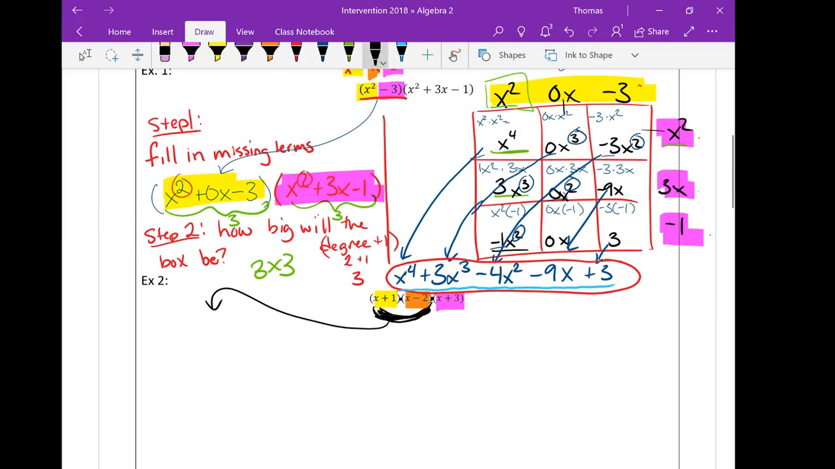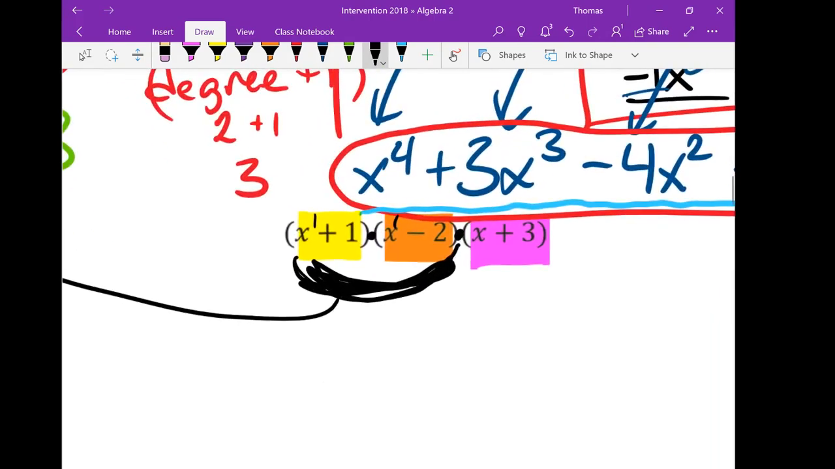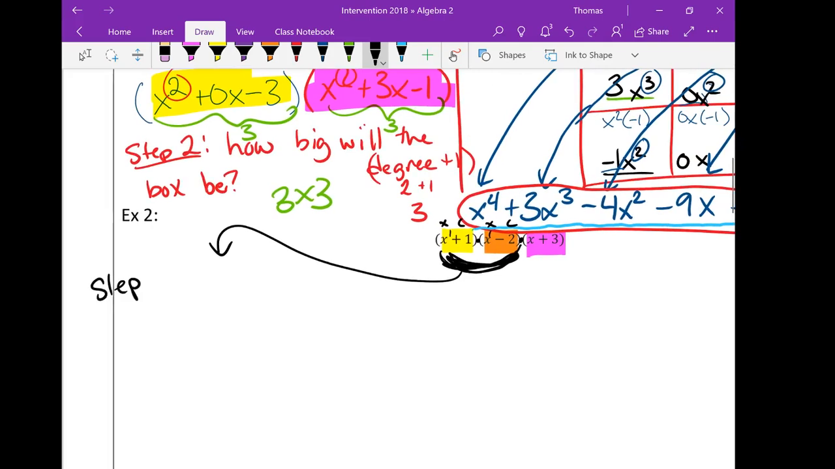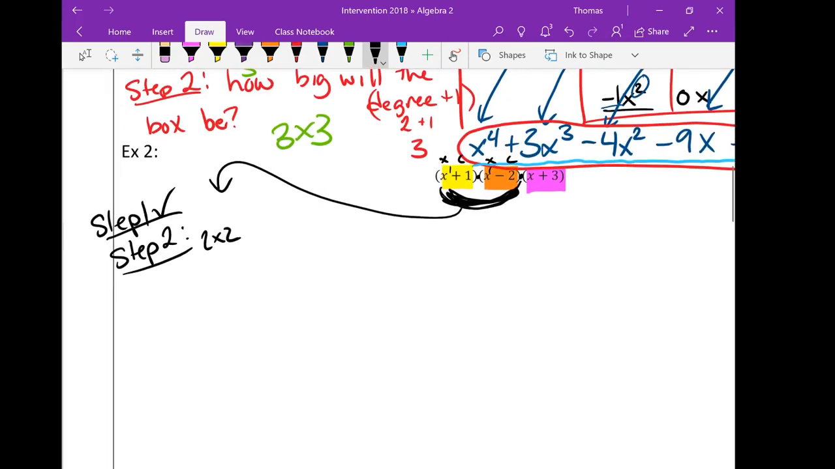We need to fill in any missing terms. Our highest power in each of these is 1. So normally we expect x and then a constant, x and then a constant. We're not missing any terms with these two, so we don't need to fill in any. So step 1, check. Step 2, we need to figure out the size. I'll just count these. It looks like we have 2 terms in the first one and 2 terms in the second one. So the size of our box is going to be a 2 by 2. Step 3, we just got to plug in and multiply.